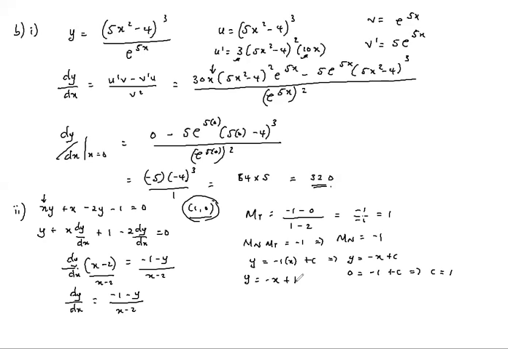Now I've been told that you should express the answer in the form ax plus by plus c is 0, meaning that you write your answer as x plus y minus 1 is equal to 0. So this becomes your normal equation, the equation of the normal line.